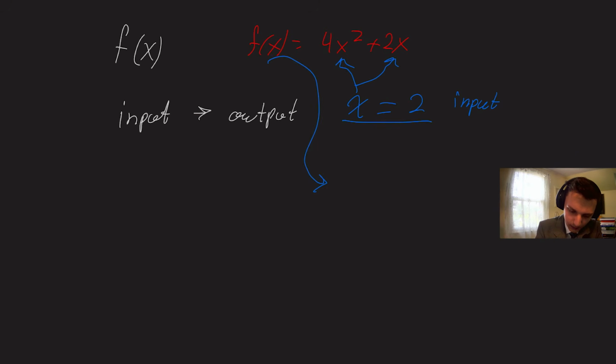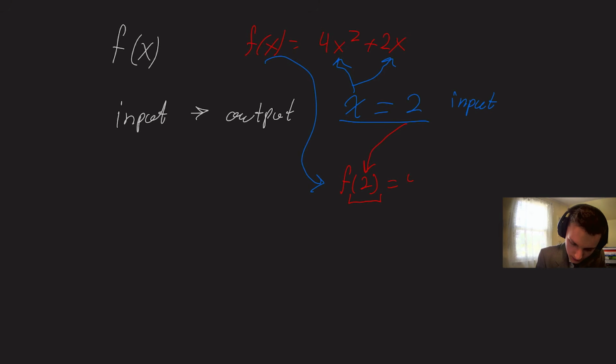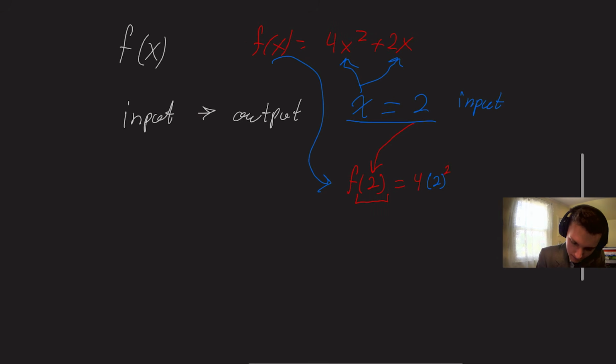So I'm going to bring my function down here and I'm going to rewrite it as f of 2, because I'm plugging in 2 into my function. That's the way we denote that, that's the way we show it. When we plug in some number, we plug it into the little parentheses here. So f of 2 is going to be equal to 4 times, we're plugging in 2 for x squared, plus 2 times, what's our x value? It's going to be 2.